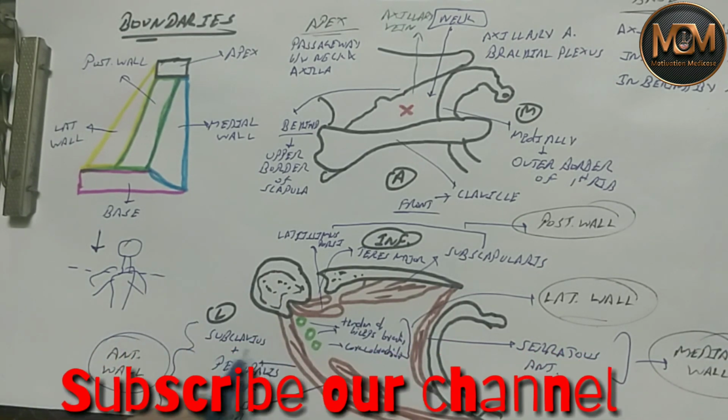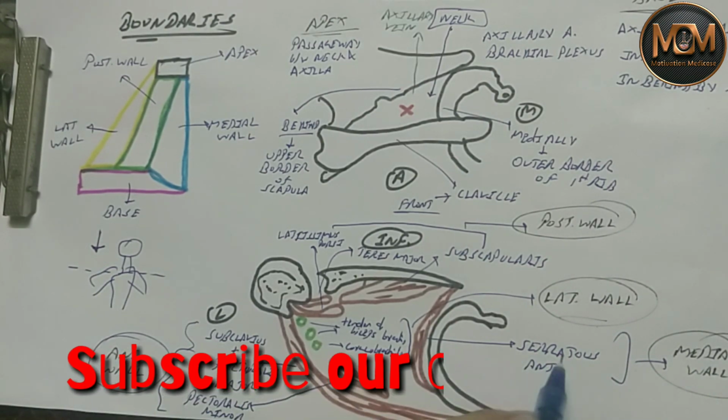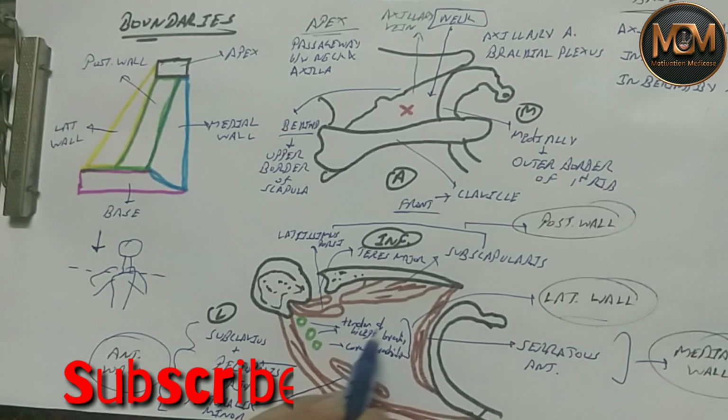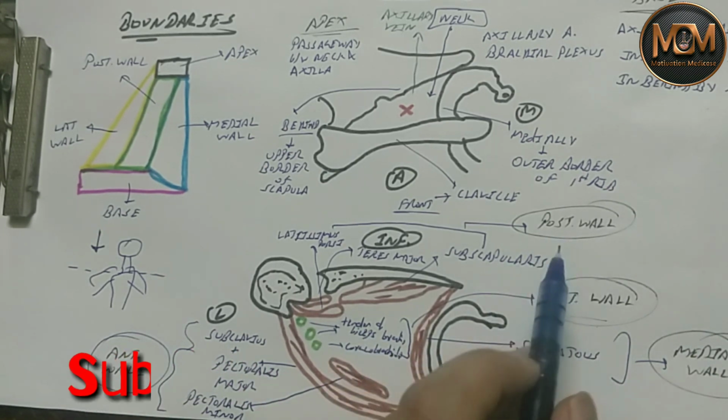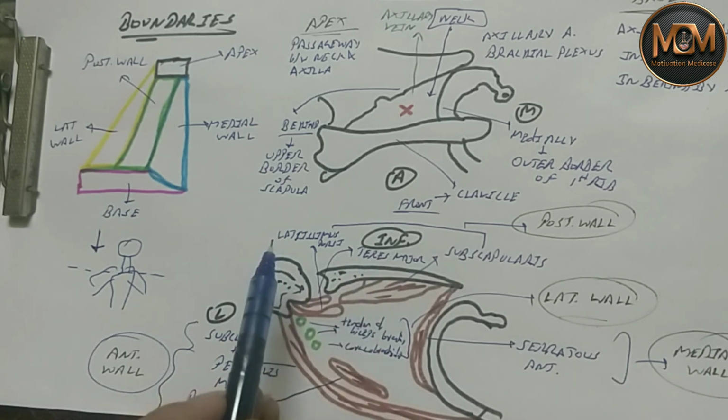So the anterior wall is formed by subclavius, pectoralis major and pectoralis minor, the medial wall by the serratus anterior, the lateral wall you can see by the tendon of biceps brachii and the coracobrachialis, and the posterior wall by the subscapularis, teres major, and the latissimus dorsi.